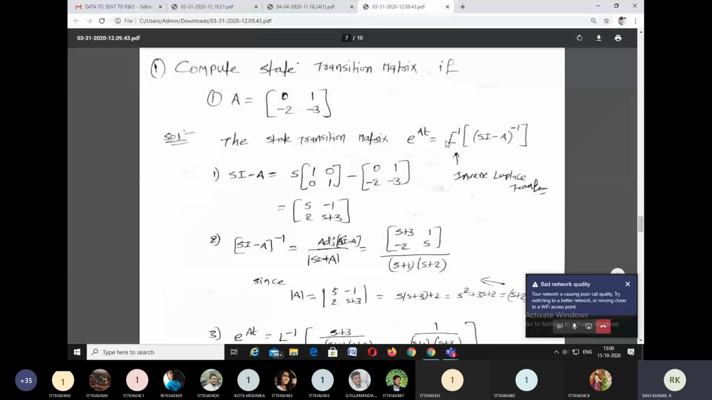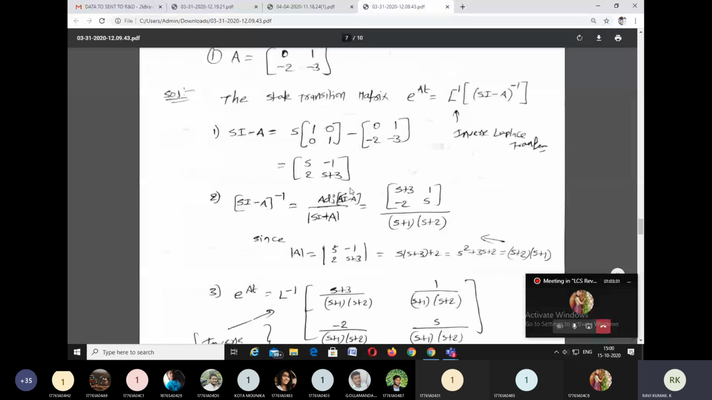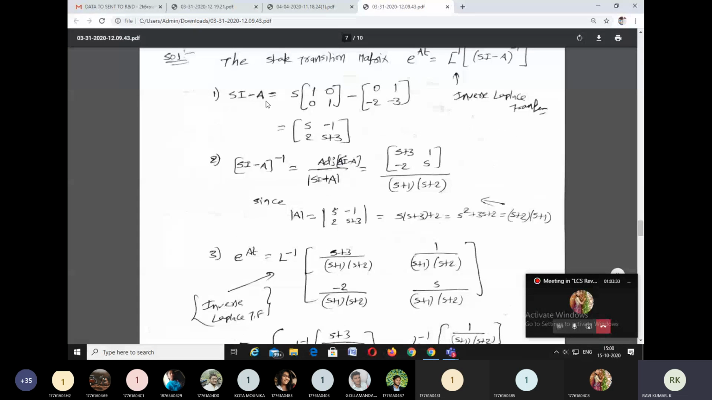The formula is e^(At) is equal to this. e^(At) is nothing but the state transition matrix. So how we get this is Laplace inverse of (sI - A) whole inverse. What is (sI - A) whole inverse? It is nothing but adjoint of (sI - A) by det (sI - A). So you can write sI - A here, and (sI - A) whole inverse is equal to adjoint by det. So det you can easily calculate.